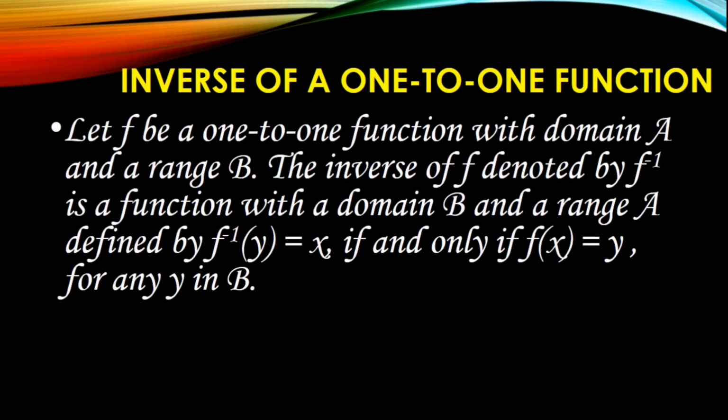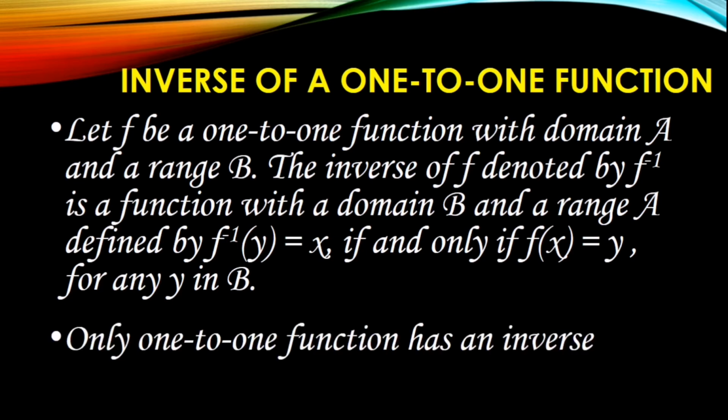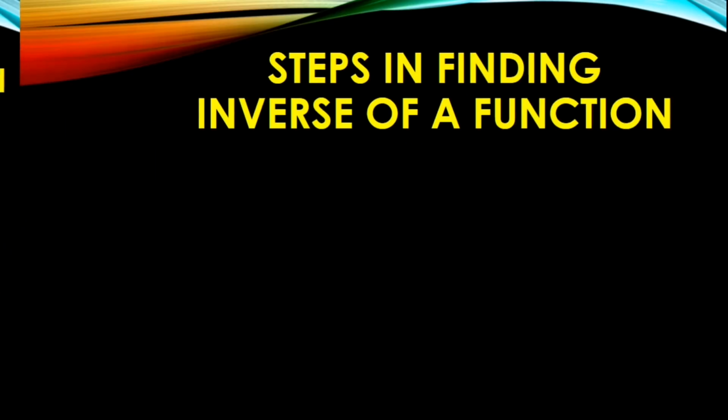Let f be a one-to-one function with domain A and range B. The inverse of f, denoted by f inverse, is a function with domain B and range A, defined by f inverse of y is equal to x if and only if f of x is equal to y for any y in B. Note: only a one-to-one function has an inverse.